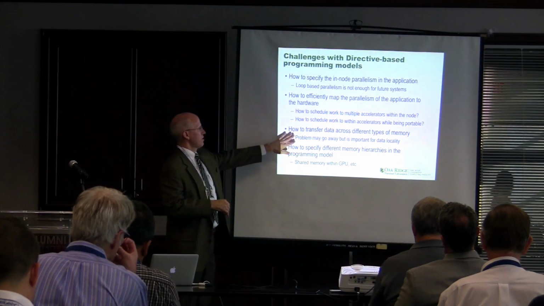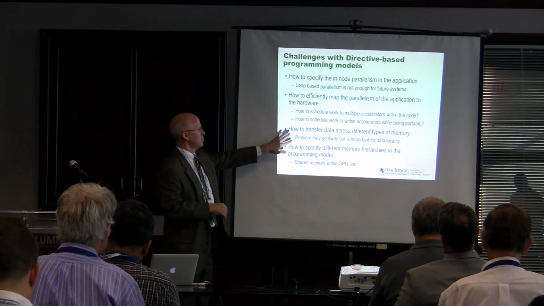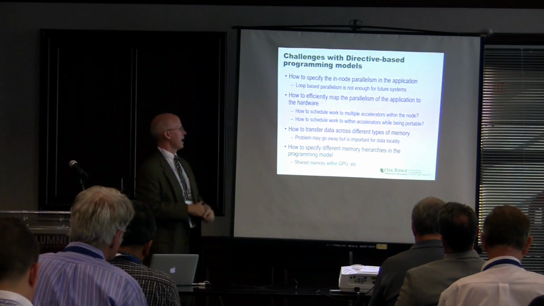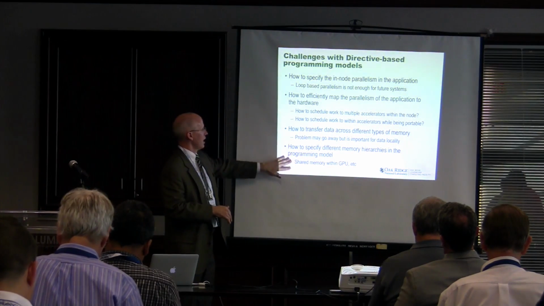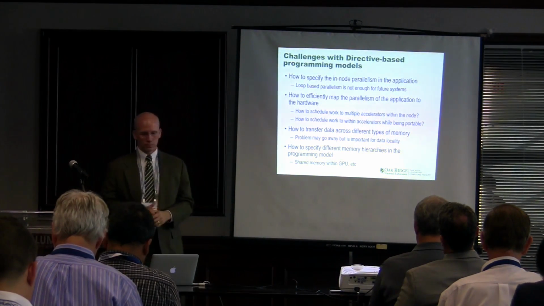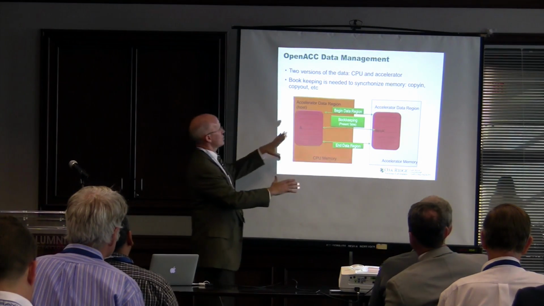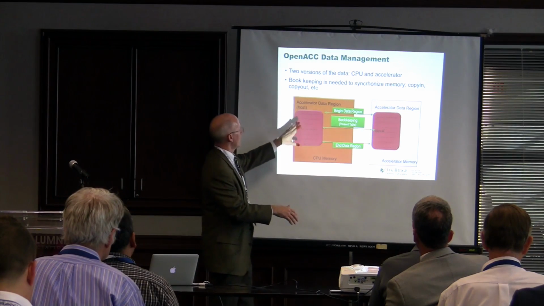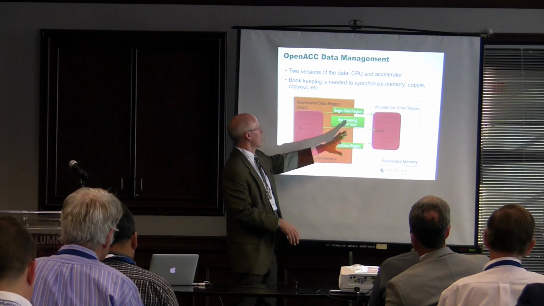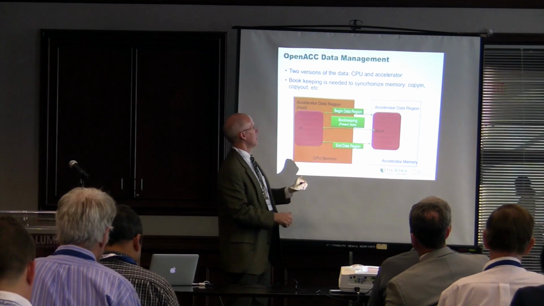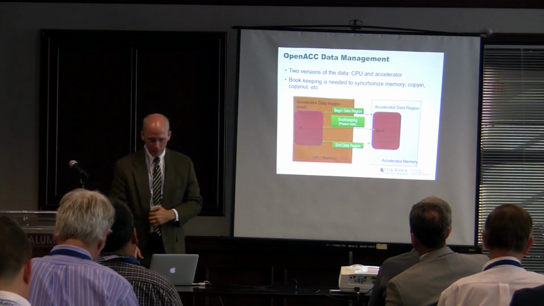How do we transfer data across the different types of memory? This problem may go away or be somewhat ameliorated by architecture, but it's still important for data locality. And how do we specify the different memory hierarchies in the programming model? This is a challenge for the standards community. So to make the point more explicitly, we have two versions of memory. We have the accelerator region on the CPU and then the GPU. We now have two copies of this data, and we have to keep up with it. That is, we have to do some bookkeeping. This is another one of the challenges.